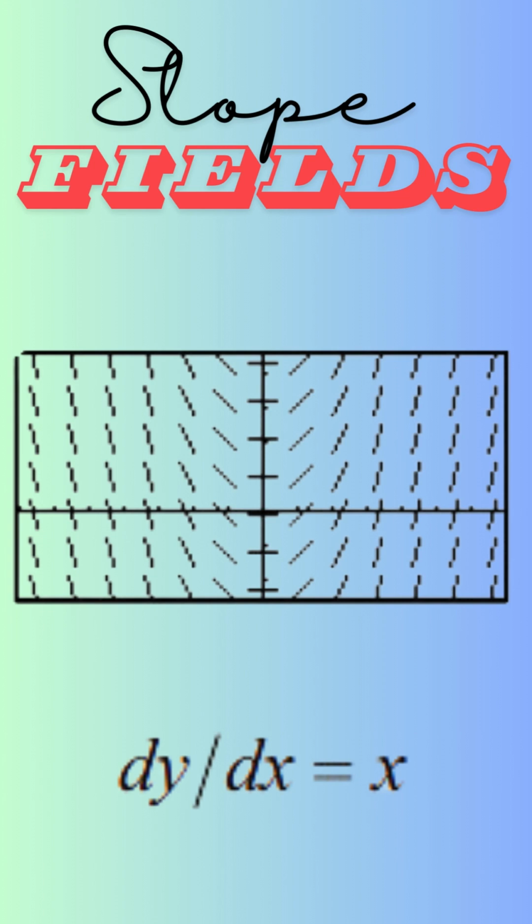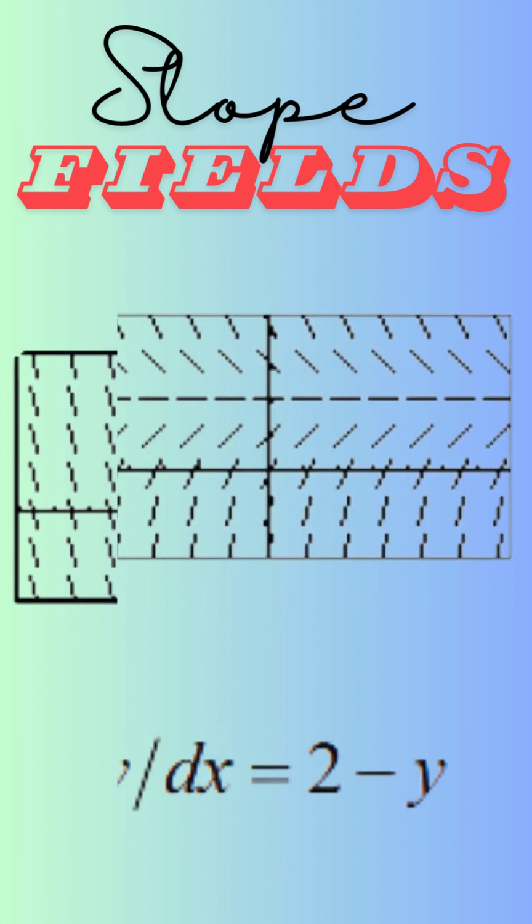All right, dy dx is equal to x. So in this case here, when you only have an x variable in your differential equation, that means the slope is going to be vertical. Each slope is going to be the same vertically. So we can see here that we have at x equals 0, we have a 0 slope. So that is an easy way to identify when we have a single x.